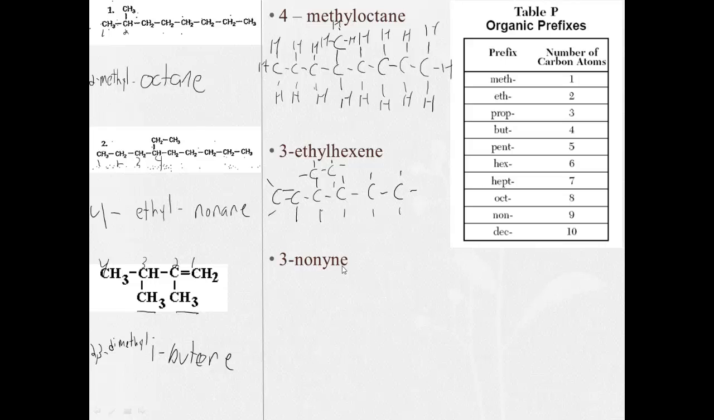3-nonyne. So non, 9. One, two, three, four, five, six, seven, eight, nine, and it's a triple bond at carbon number 3. One, two, three, triple bond. And we fill in our hydrogens. See, this already has 4 bonds, so there's no room for any more hydrogens. This already has 4 bonds, so there's no more room for hydrogens. And that's 3-nonyne.